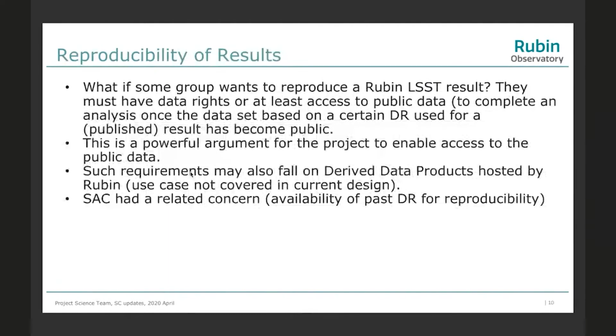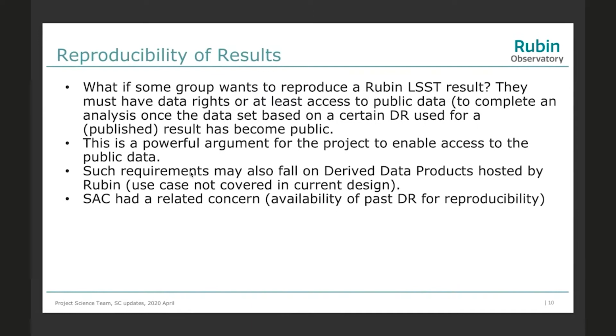An aspect of serving the public data is reproducibility. So both the science collaborations and the SAC have been very concerned about this particular aspect as well. You know, what if a group that has no data rights, never had data rights, wants to reproduce an LSST Rubin result? We actually think they should be able to do that. And how could they do it if they don't have access to the data? So this is just yet another powerful reason to ensure that we set up some process for serving the public data. And we are working on that, and we expect to make it happen one way or another.